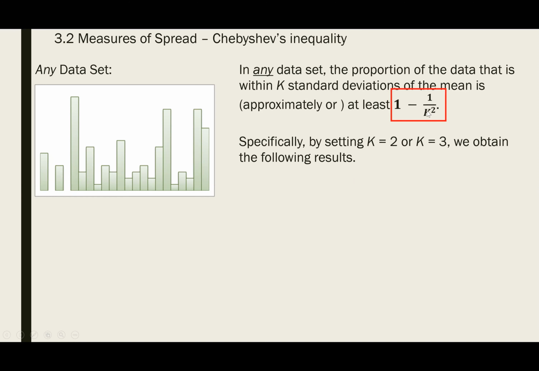What is 1 over 1? Well, 1 over 1 is 1. And 1 minus 1 will give you 0. Basically, the Chebyshev inequality tells you that within one standard deviation, it will be 0%.